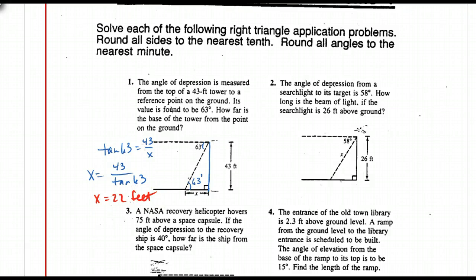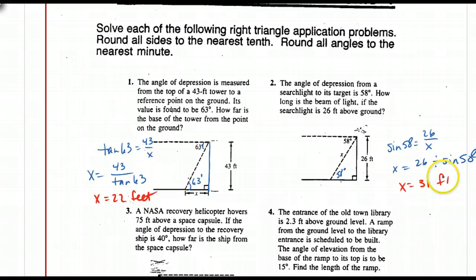Number 2. It's pretty well set up. I'm going to go ahead and write a 58 down here. And so in order to solve for x, I can write sine of 58 equals 26 over x, which means x equals 26 divided by sine of 58. And therefore x is equal to 31 feet.